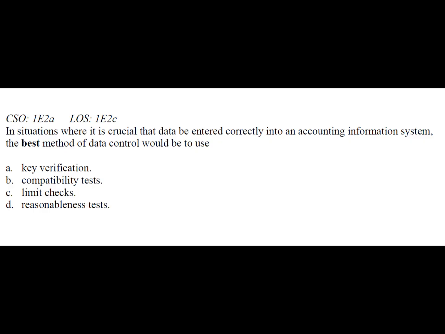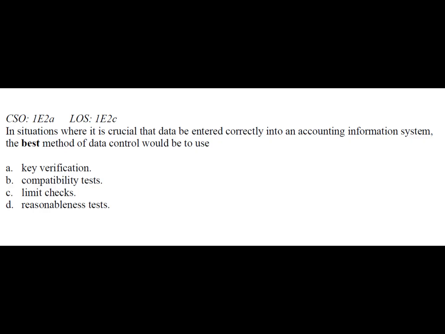Correct. Key verification requires data to be entered twice, often by separate operators or through a verification process, and compares both entries. Any mismatch indicates an input error, making it one of the strongest controls for ensuring accurate data entry. B. Compatibility tests. Incorrect.